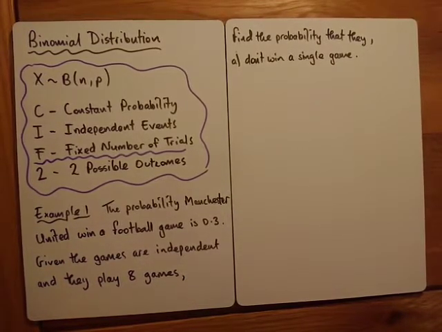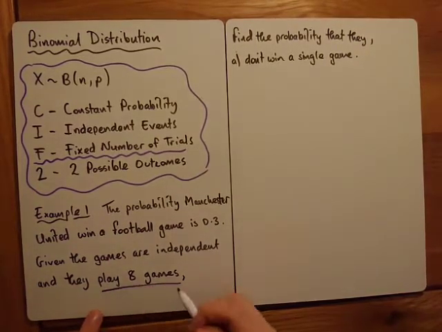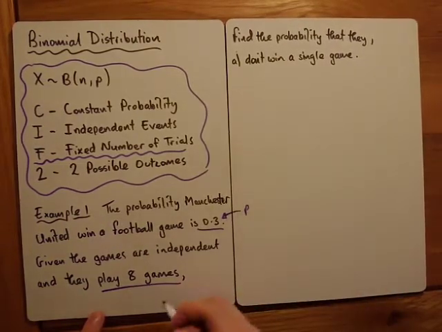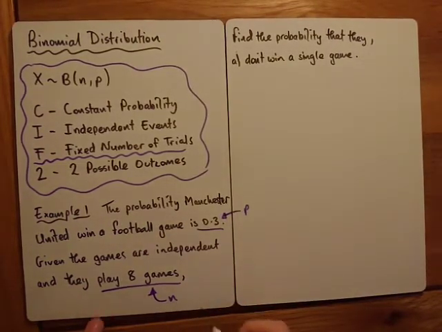So we're told the probability that Manchester United win a football game is 0.3. And given that the games are independent and that they play 8 games, okay, so we're given a probability. We've got a fixed number of trials. So n is equal to 8, p is equal to 0.3. Let's just assume that it's independent. In real life, this would not be a binomial distribution.